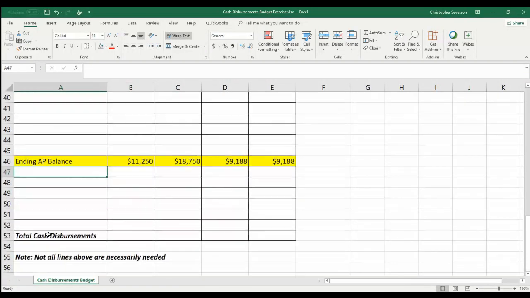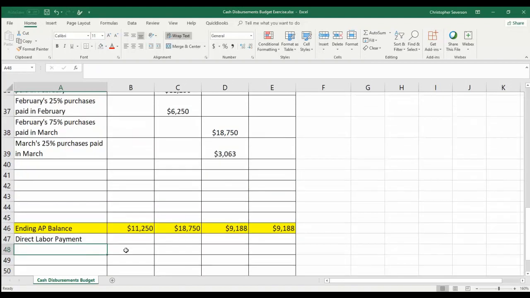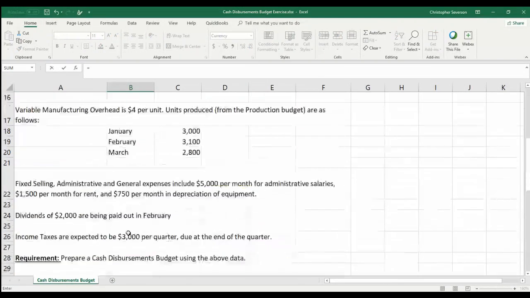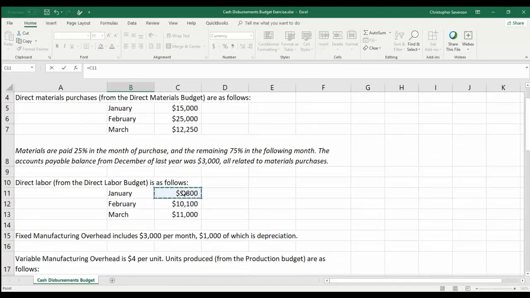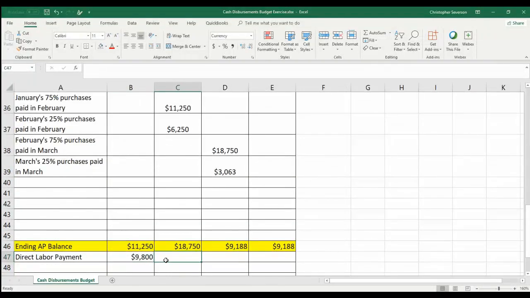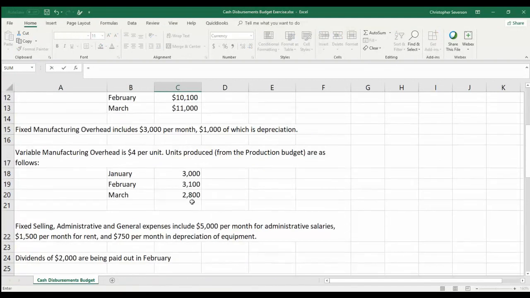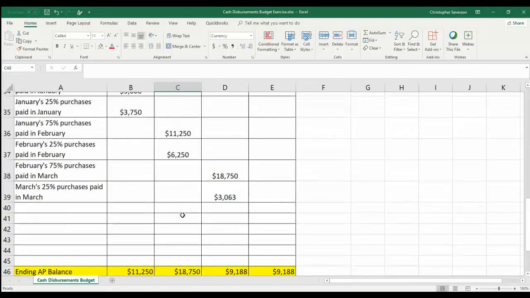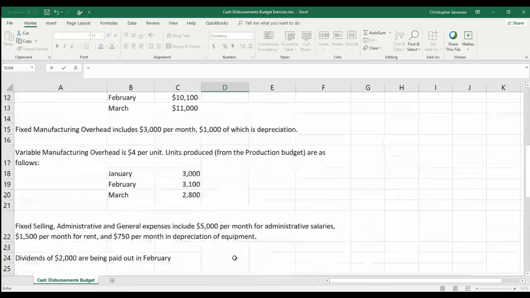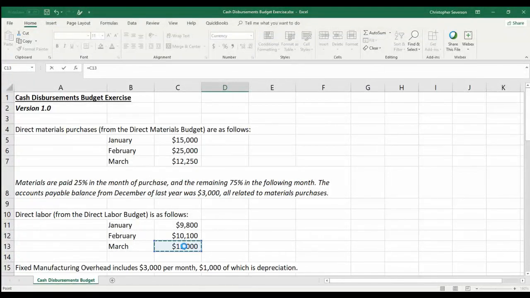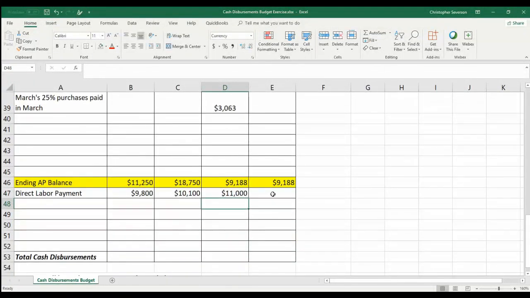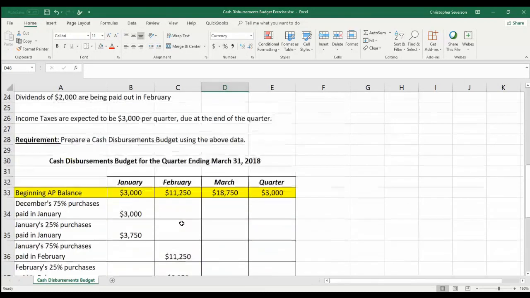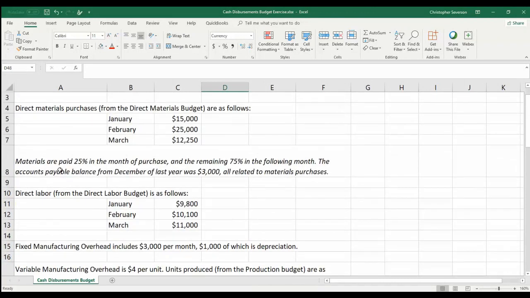So I'm going to type in direct labor payment, and I'm just going to link them to their actual month. So 9,800 goes there. 10,100 goes there. And 11,000 goes there. Now again, we could do a subtotal if we wanted to. It's not really that important. We're worried about the grand total at the end. So we're done with direct labor.